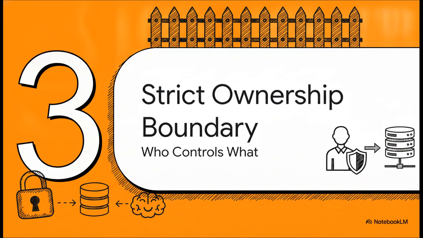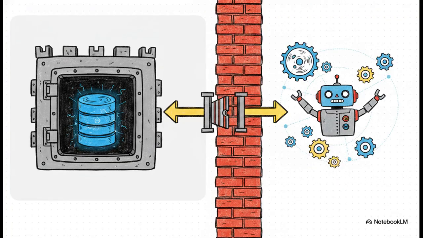Now, on to Section 3, the strict ownership boundary, basically establishing who exactly controls what. To make this architecture truly safe in production, you cannot treat model output as authority. You have to build a fail-safe system. Here is the golden rule. Your application always owns the business truth, while AI Fabric strictly owns the AI coordination.